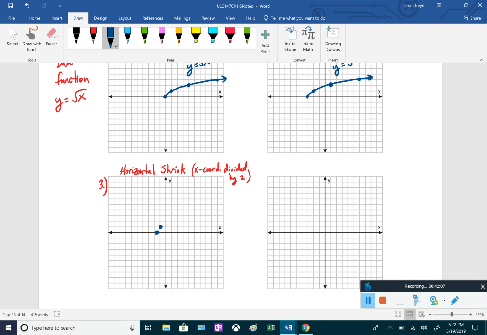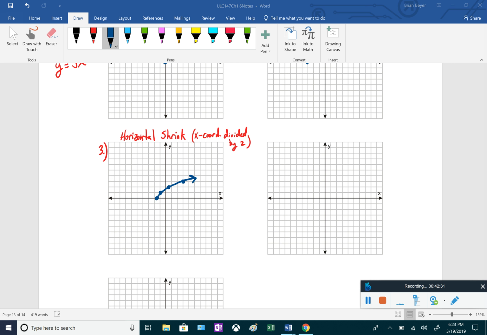Next we have an x-coordinate of 1. 1 divided by 2 is 1/2. Y-coordinate stays the same. Lastly, we have an x-coordinate of 6. Divide that by 2, we get 3. And the y-coordinate stays the same, which was also at 3.